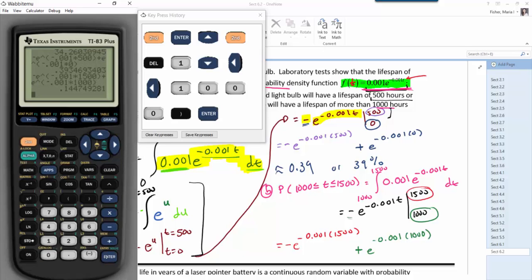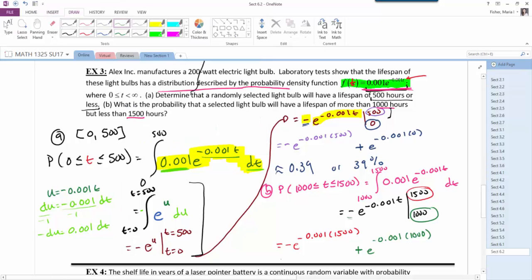So I get approximately 0.14. So this is approximately 0.14 or 14%. So the probability is going to be about 14% or 0.14. All right, let's look at the last one. Let's look at example 4.